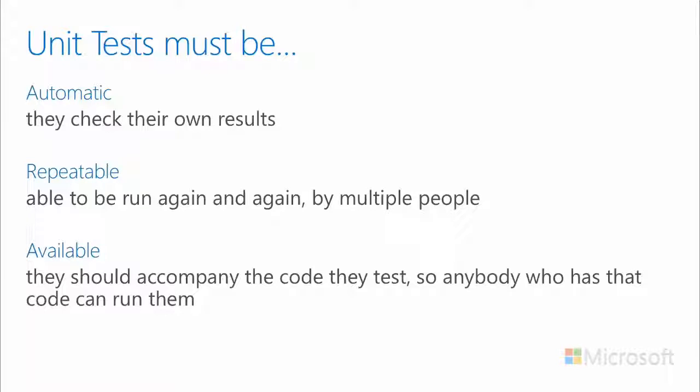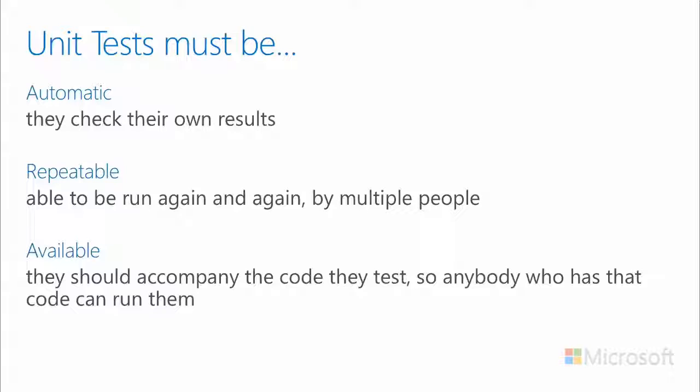I love it. And I think from here, we can go a little bit further and talk about what unit tests should be and must be before we hit a demo. They should be automatic. They check their own results. They run quickly. They're repeatable. They can run again and again and again by multiple people. They're available. They should be with the code. I'm going to bang this drum for just a moment.